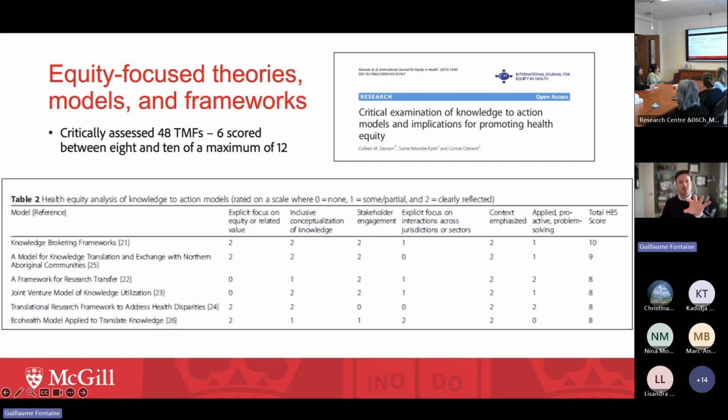Another team of authors also examined another set of theories, models, and frameworks with different criteria to look at whether or not they were equity focused. And I like the type of criteria that they've used. Making sure that there's an explicit focus on equity and health disparities in the framework, an inclusive conceptualization of knowledge in the context of the framework. It outlines methods for stakeholder engagement. There's an explicit focus on interactions across jurisdictions or sectors. There's an influence on context and the barriers to care at different levels. And there's also a proactive problem-solving approach that's promoted. So that's also an interesting resource that assessed 48 theories, models, and frameworks.